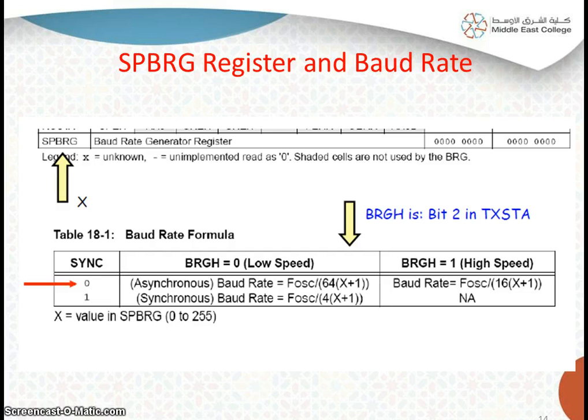The third register is the SPBRG. This register is called the baud rate generator.